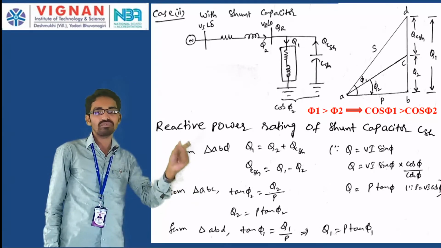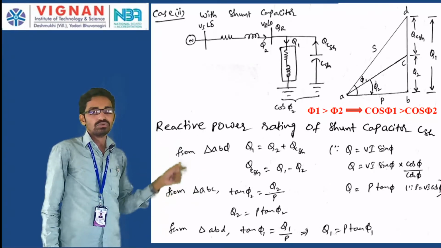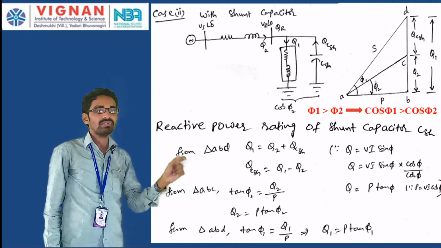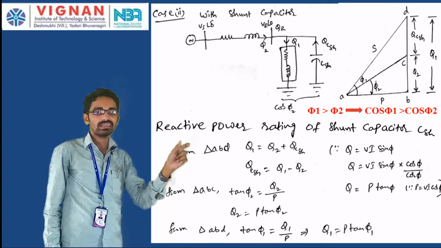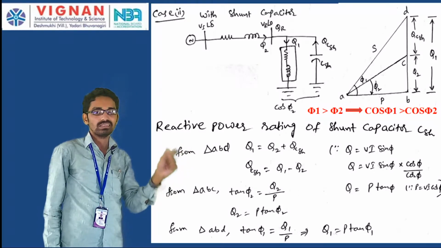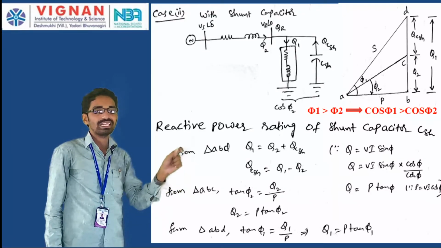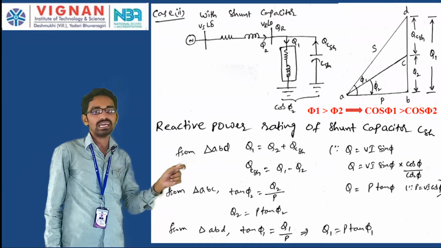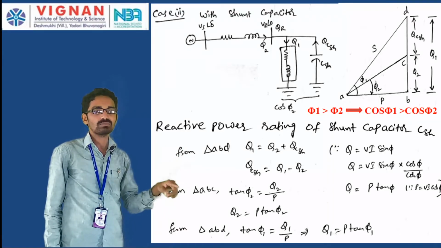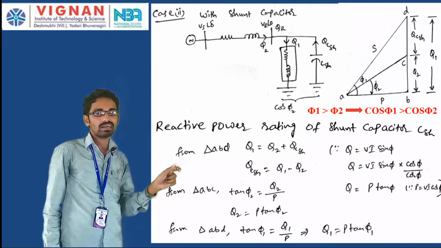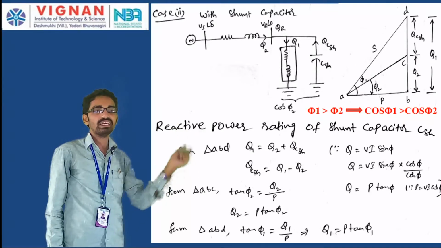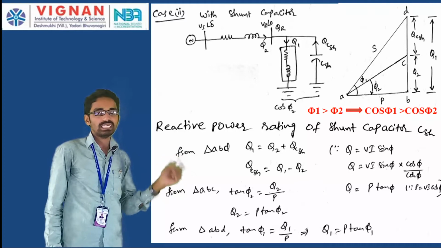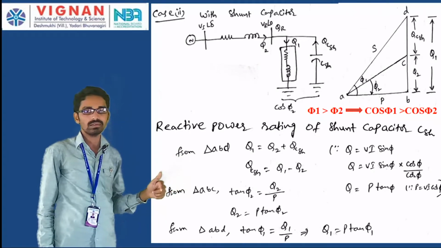that is Q is equal to V I sin phi. If I multiply and divide with cos phi, then Q is equal to P tan phi. P is V I cos phi, I am considering sin phi by cos phi, and then you are having V I cos phi, which is nothing but P, and sin phi by cos phi is nothing but tan phi.